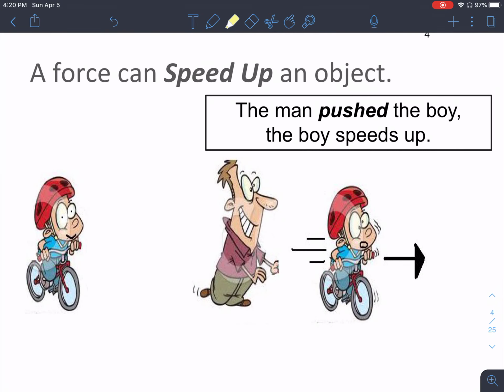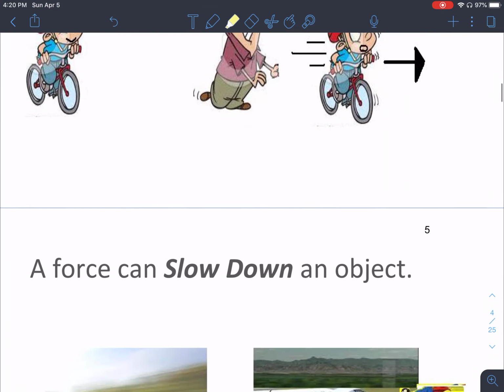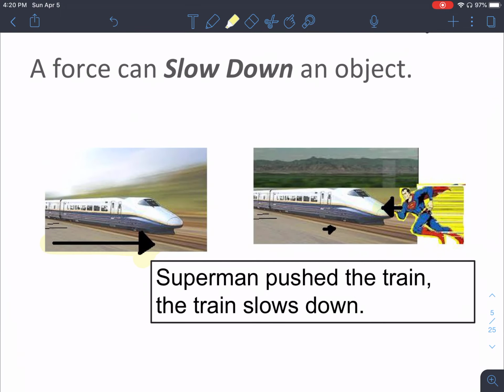Okay, so force can cause something to speed up, such as this dad pushing his son on the bike and causing the son to speed up. Forces can also act to slow something down. So we have a moving train, and Superman then comes along and applies a force in the opposite direction to slow the train down.